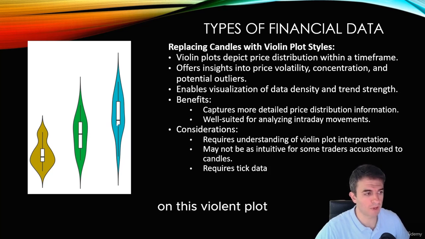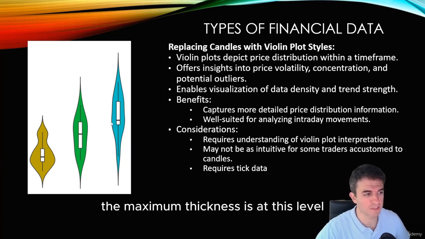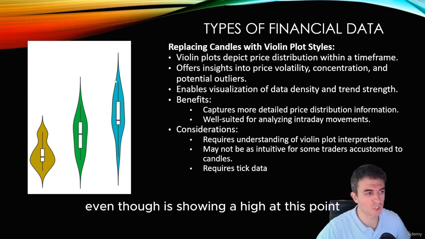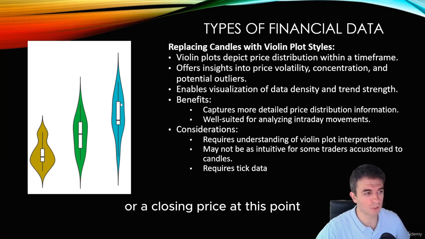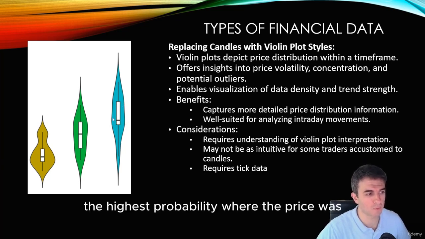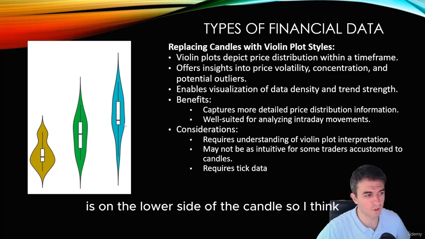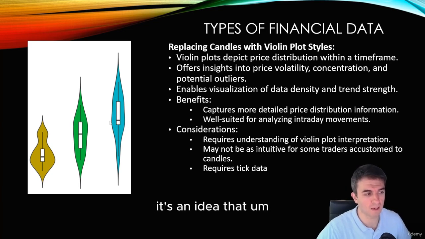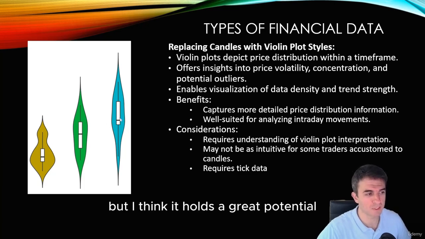For example, on this violin plot, we can see that the maximum thickness is at this level. So we know that the price, even though it's showing a high at this point or a closing price at this point, the highest probability of where the price was is on the lower side of the candle. So I think this is something interesting to be investigated. It's an idea that I'm proposing here. I never investigated this, but I think it holds great potential to show more information.